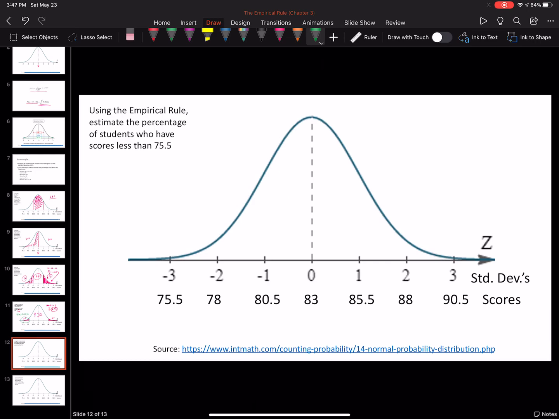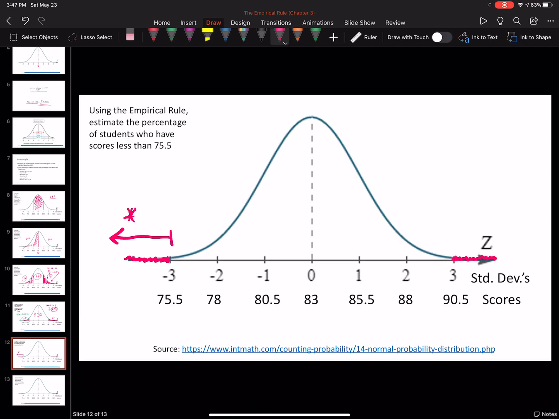Okay, the next problem says using the empirical rule, we want to estimate the percentage of students who have scores that are less than 75.5%. So that's going to be, good grief, a very small area, right? Everything that's to the left here. Let me mark this so we know that's the area we're worried about. We know that that has to have a buddy, another partner area on the right side.